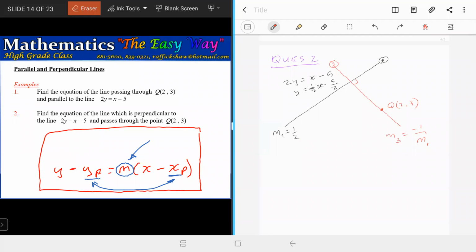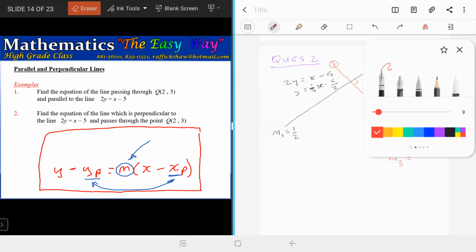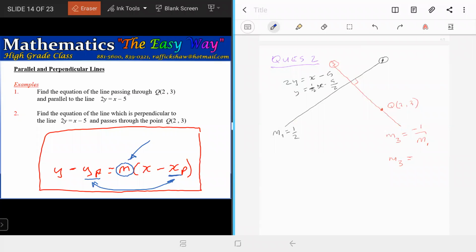So the gradient of line 3 becomes, if you flip this and change the sign, what am I going to get? Flip a half and change the sign, what am I going to get? -2. Very good.